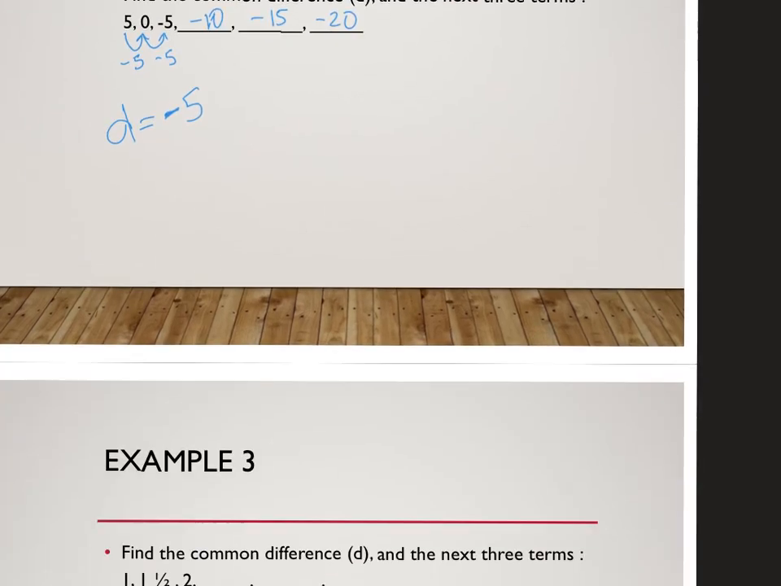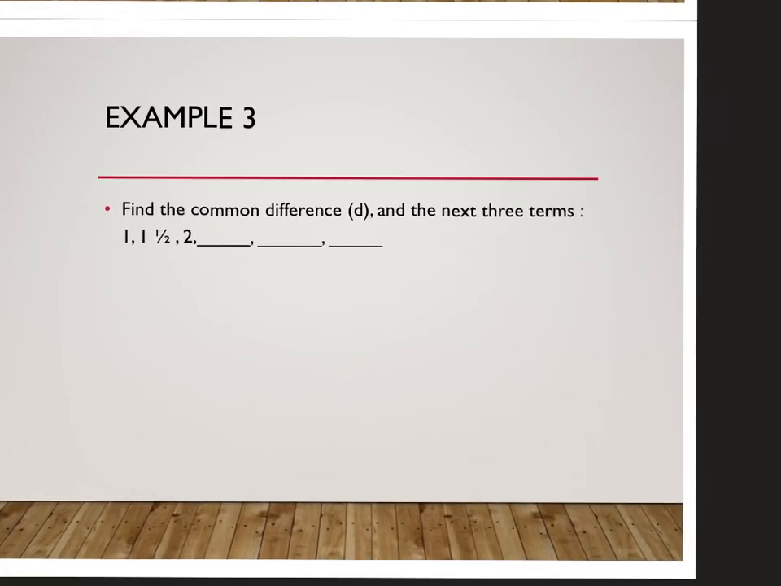All right, let's keep going. Ooh, fractions. Right now I have 3 terms: 1, 2, 3. To get from here to here, it looks like I'm adding a half. And to get from here to here, I'm adding 1/2. So the difference is 1/2. If I just keep adding 1/2, this should be 2 and 1/2, this should be 3, and this should be 3 and 1/2.